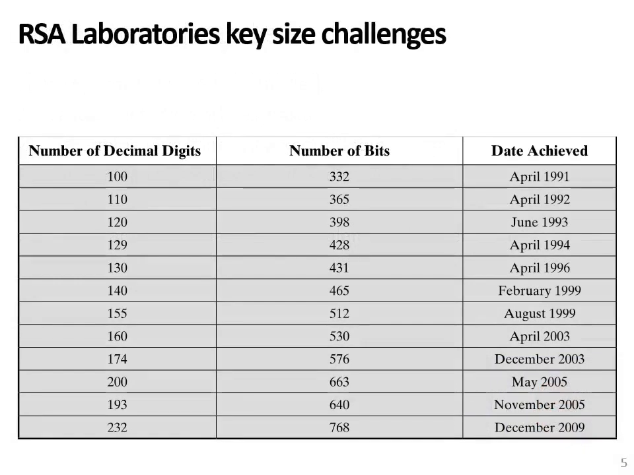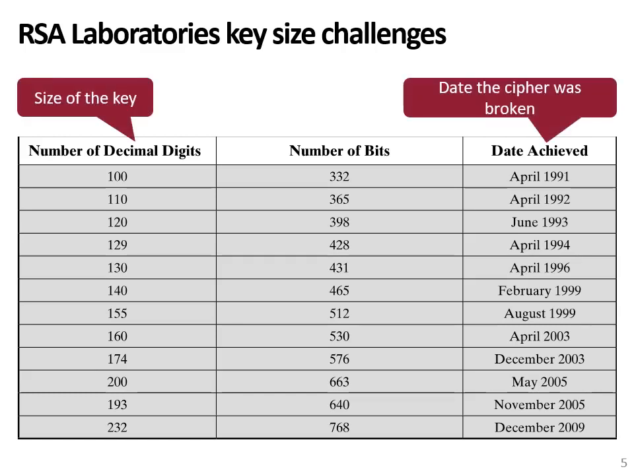Finding the prime factors of a very large number n is considered a computationally hard problem. However, as computational power increased throughout the years, also this factoring problem became easier to solve. Here you see a table of when RSA ciphers with a certain number of decimal digits for the number n were broken.